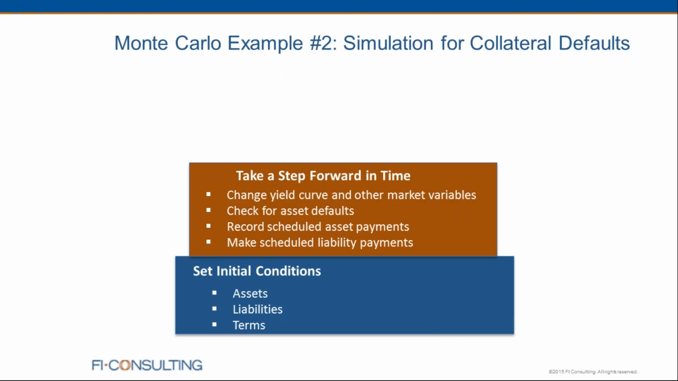So you set the initial conditions, and if it's a 10-year transaction, CLOs are a little bit longer than that for legal final, but you take a step forward. Imagine taking a step forward in time with your software. You change the yield curve and any other market variables that matter. You determine how many, in this case, bank loans have defaulted in that particular period of time. It might be, say, simulate every quarter. Record all the scheduled asset payments, make the scheduled liability payments.